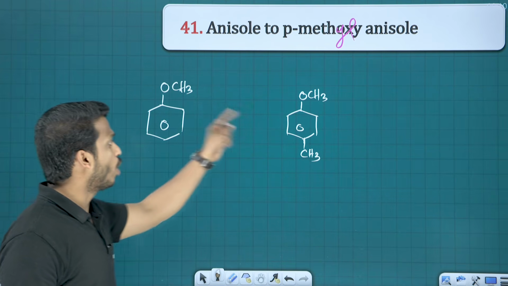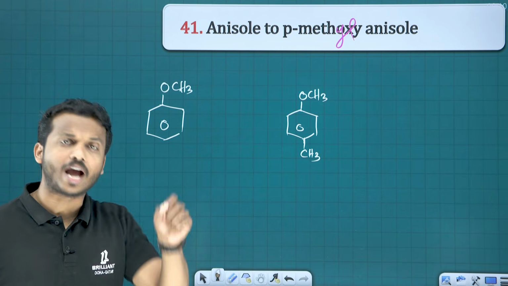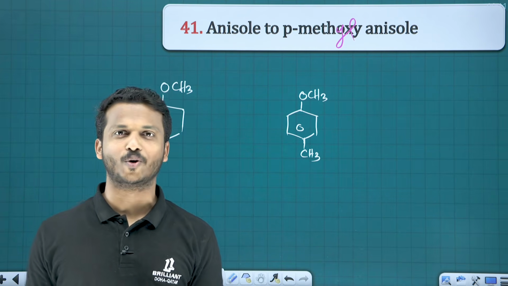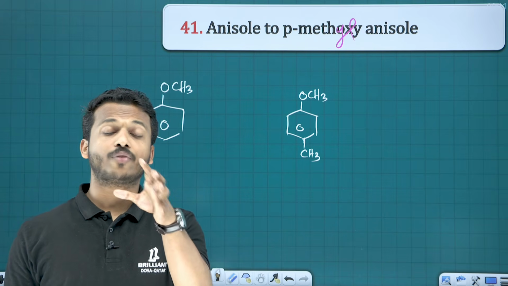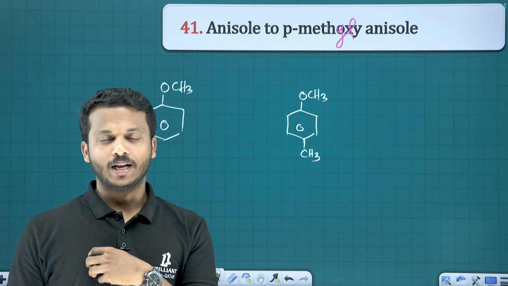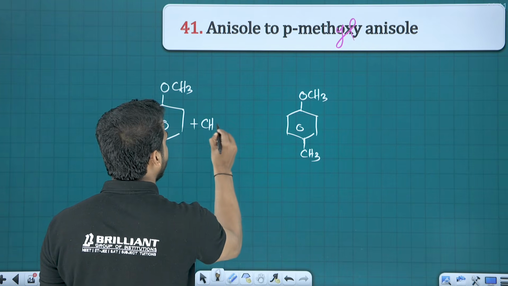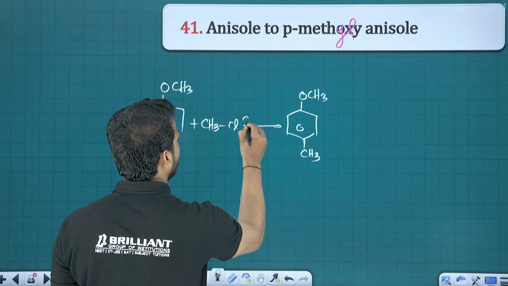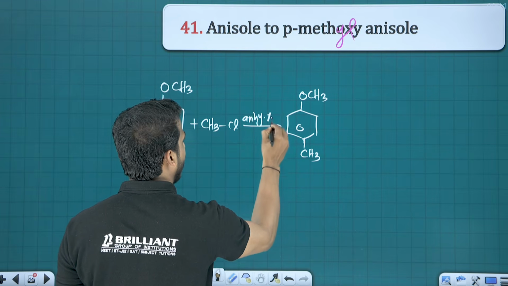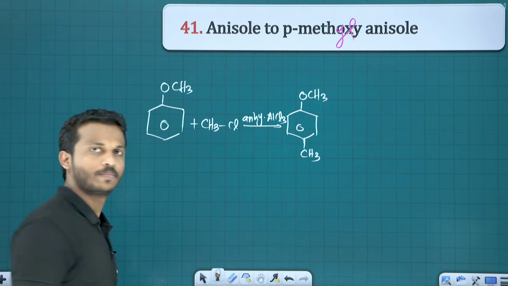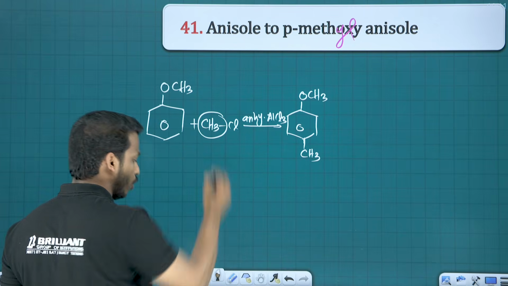Dear, if you want to get a methyl group on the para position, methyl is an alkyl group, right? So we have to do Friedel-Crafts alkylation. What is the reagent? We are adding CH3Cl in presence of anhydrous AlCl3 as the catalyst. So CH3 will come. You know where it comes?